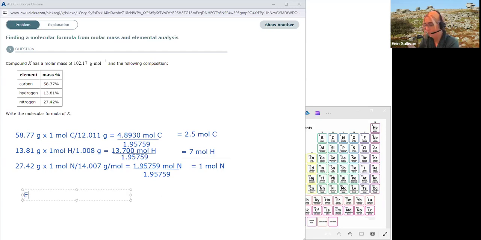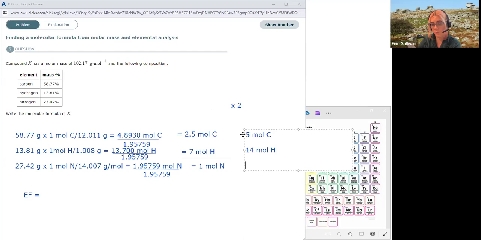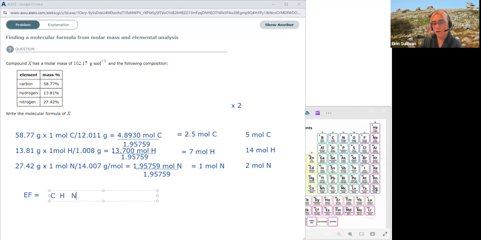So my empirical formula is going to be C subscript... oh, sorry, I didn't multiply through by an integer. I was just going to do it in my head, and I shouldn't do that. I've got to multiply it all by 2 to get rid of that 2.5. So it's going to be 5 moles of carbon to 14 moles of hydrogen to 2 moles of nitrogen. My bad. So that's going to be C5H14N2.